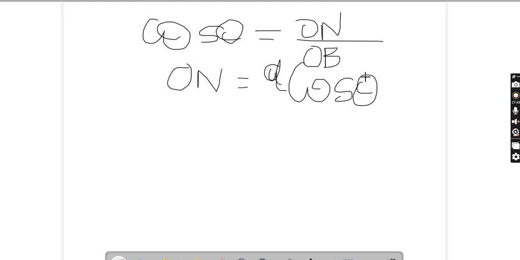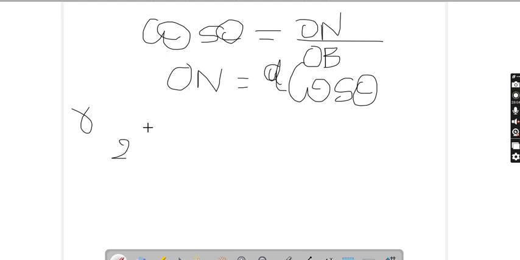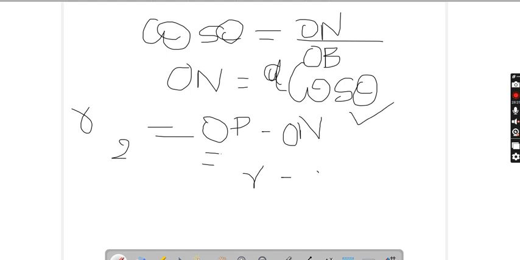Now R2 is equal to, just a second. R2 becomes, R2 is equal to OP minus, if you consider the diagram, OP minus ON. So what is OP? Look at the diagram. What is OP? R. And what is ON we have derived? A into cos theta.